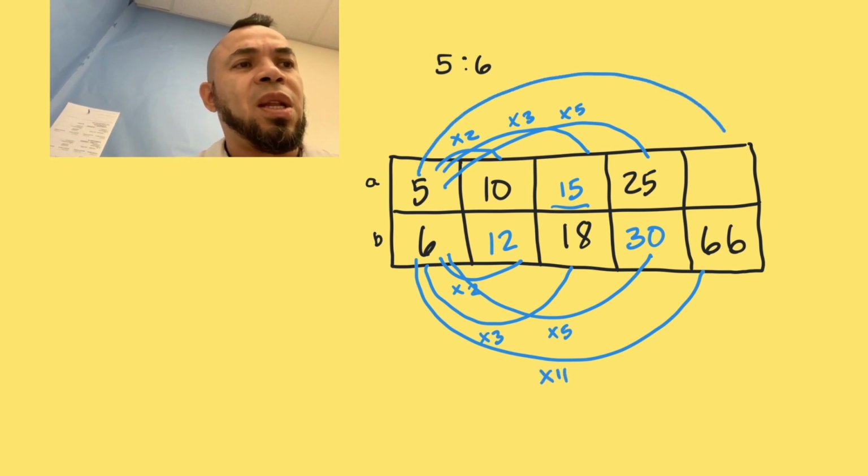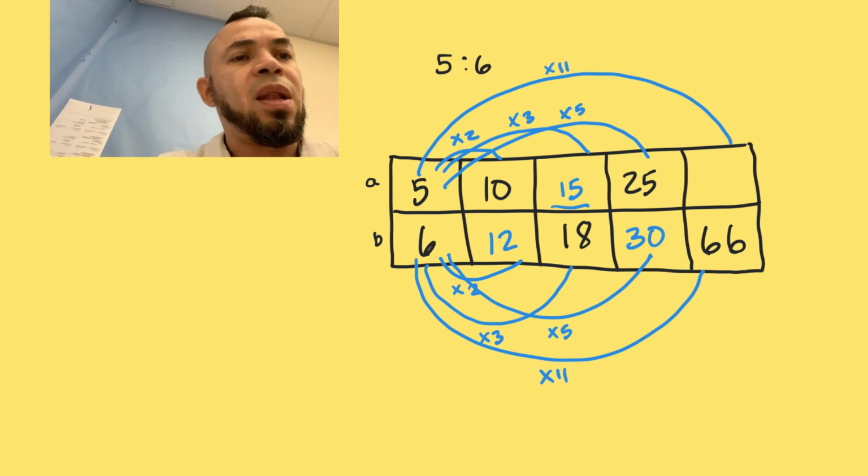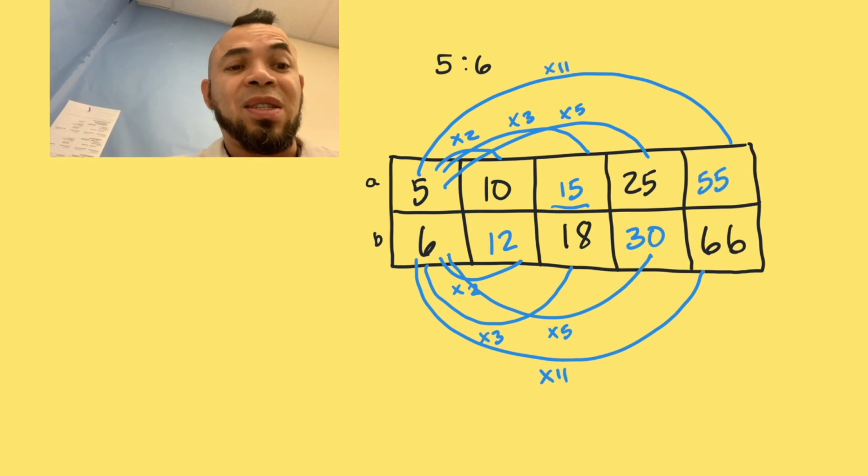Okay, so I have to do times 11 up here. 6 times 11 is going to give me 55. So that's how I solve that.